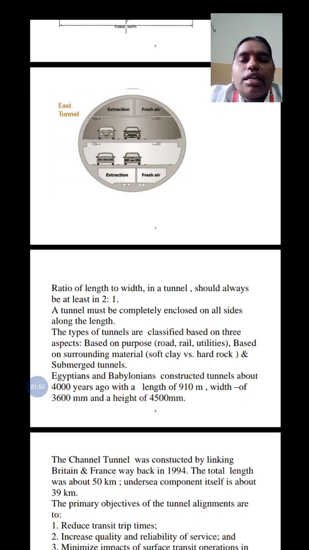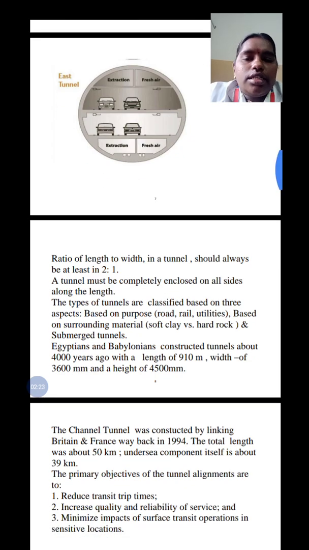The types of tunnels are classified based on three aspects. First one based on purpose, next one based on surrounding material, and next based on size. First, based on purpose, there are types such as road, rail, and utilities. Next, based on surrounding materials: soft clay materials versus hard rock materials. Next, the third method is submerged tunnels.